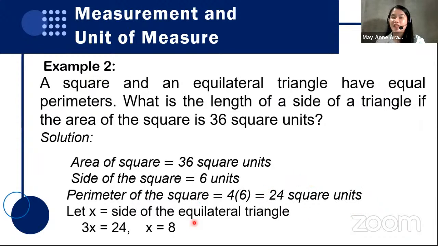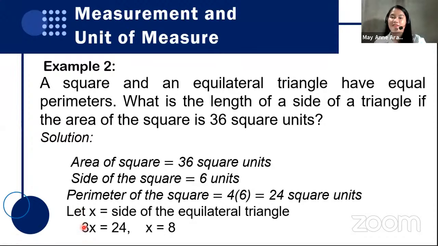Okay, let x be the side of the equilateral triangle. So since stated here that the square and equilateral triangle have equal perimeters, we know that the perimeter of the equilateral triangle is also 24. Same with the square. So you have 3x. This is the formula for finding the perimeter of the triangle.